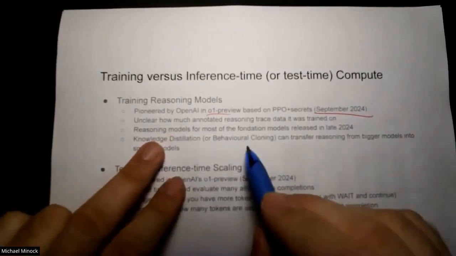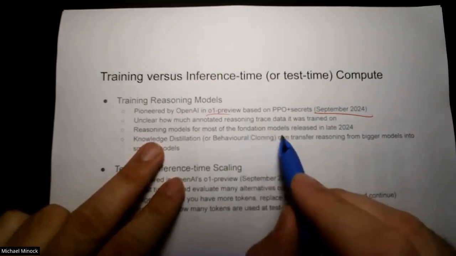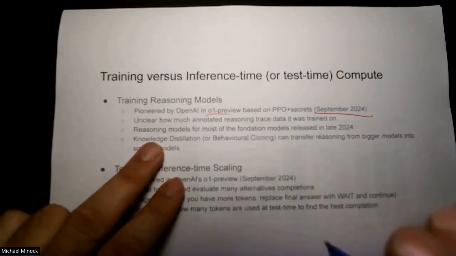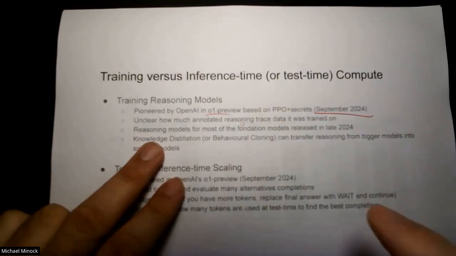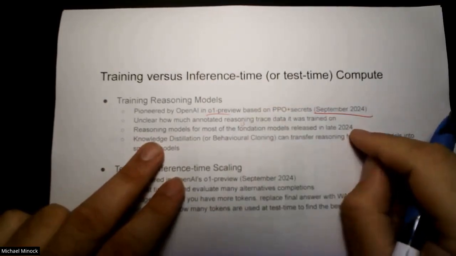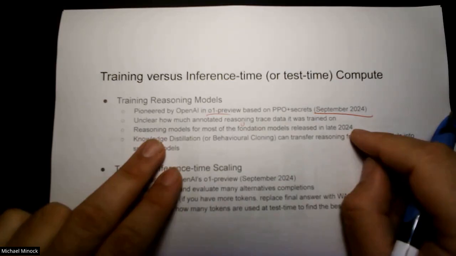But most of the other foundation models, actually I think all of them, by December or so all basically had their own reasoning model. So other groups quickly said, okay, we're going to do it too. And then they took their, let's see here, I've got a question in chat here.